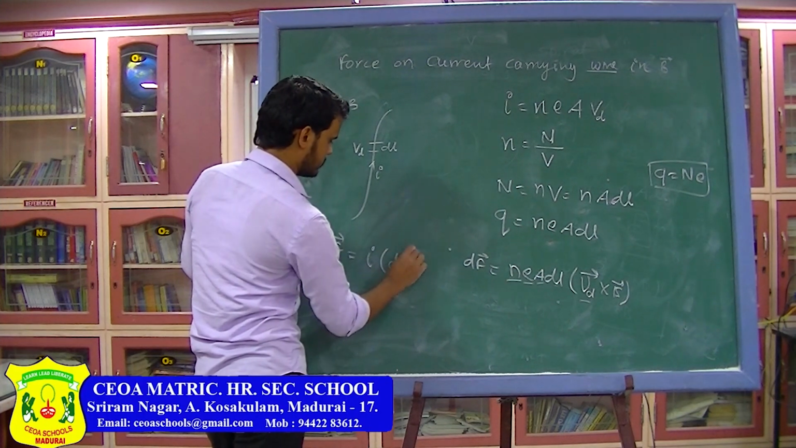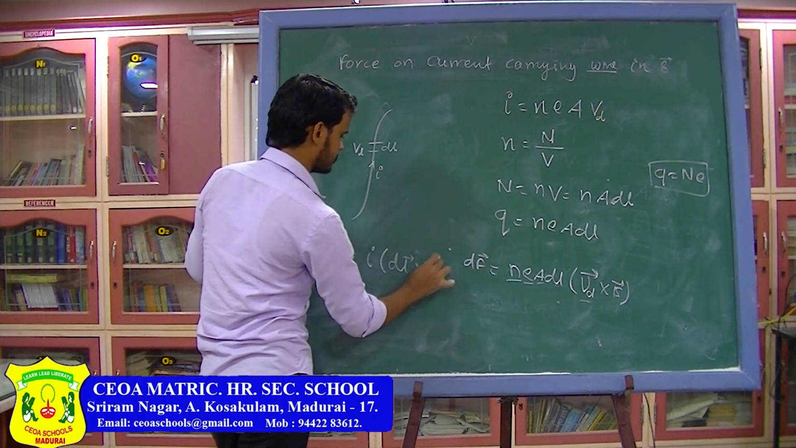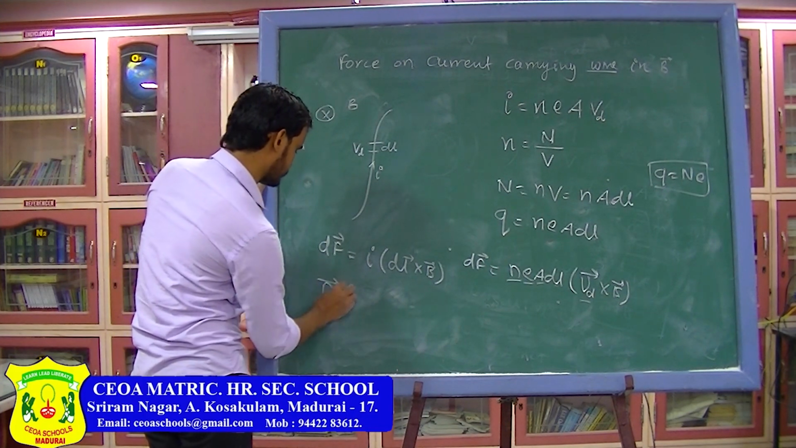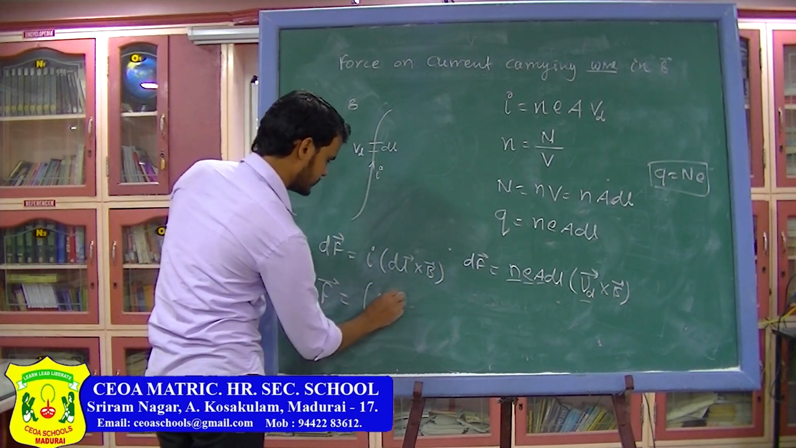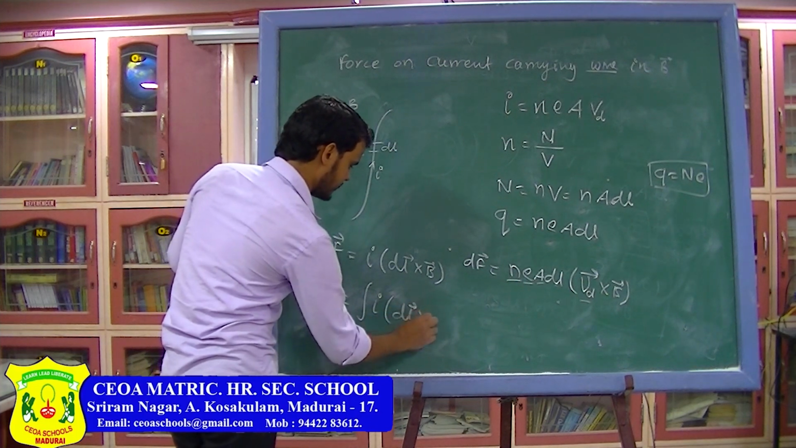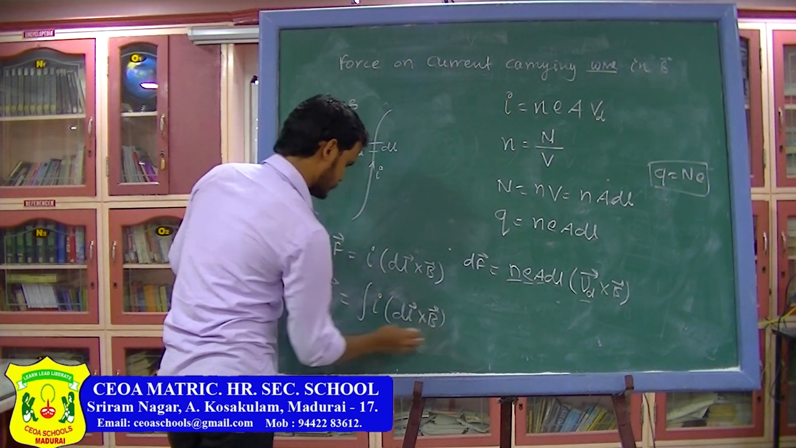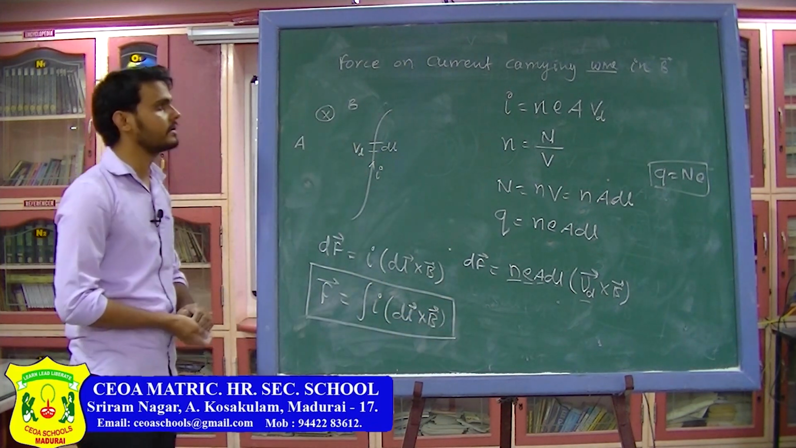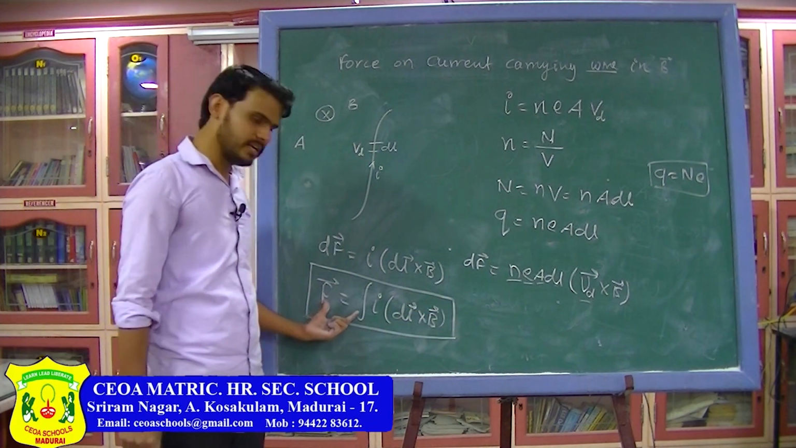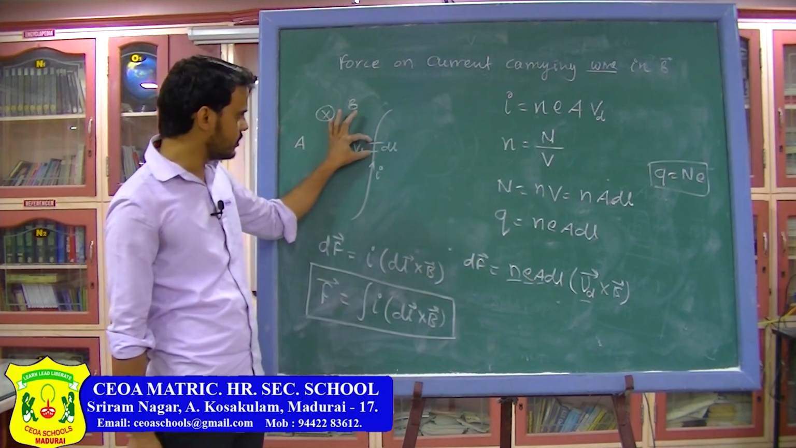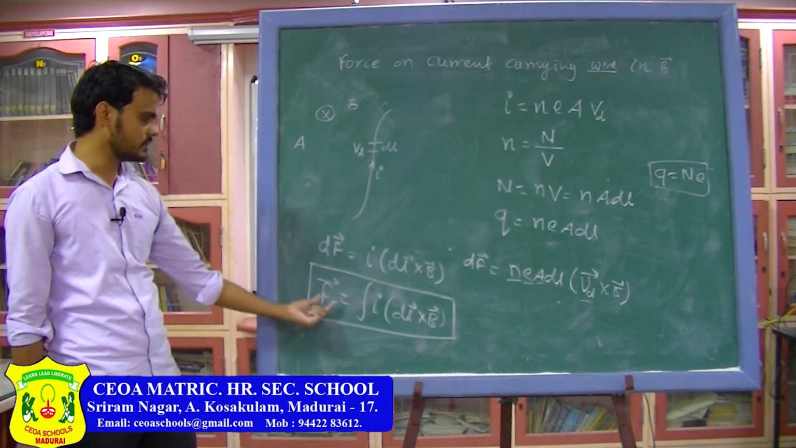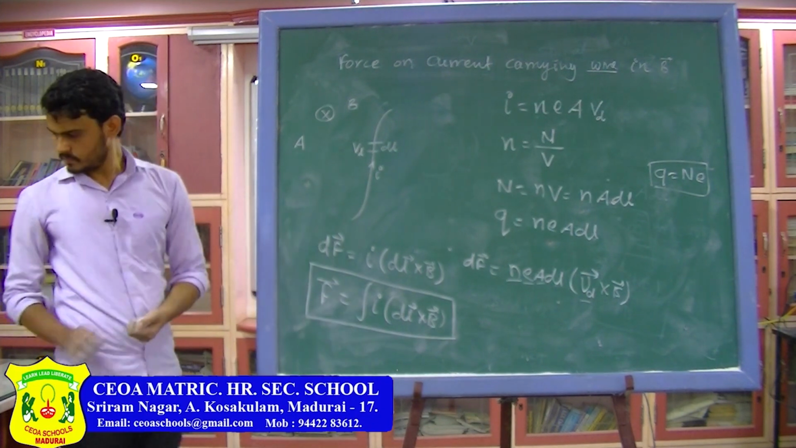I dl cross B, and if you want to find the total force, it will be the integration of I dl cross B. So this is the formula for magnetic force on a current carrying wire in a magnetic field. Here dl is this very small section and B is the magnetic field. If you want to find the total force, do the integration.